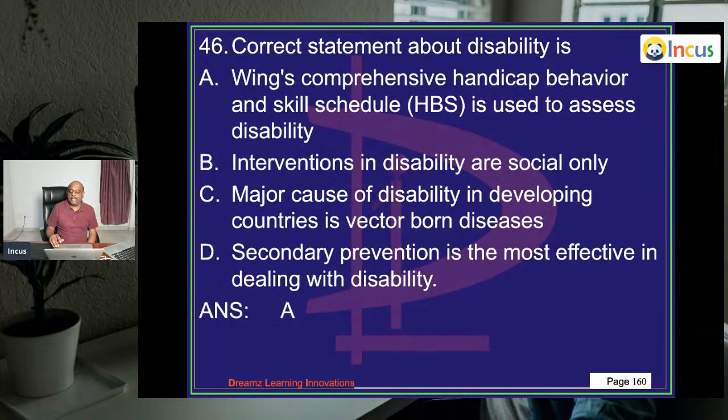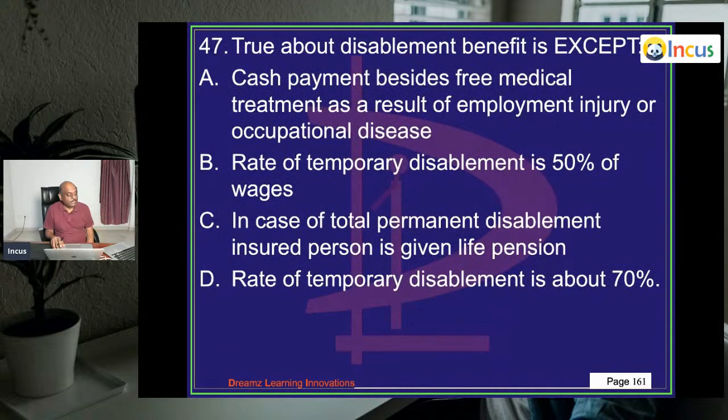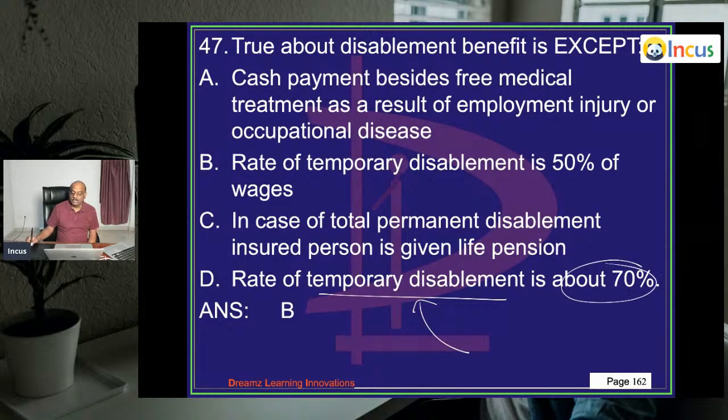With regard to disability, Wing's comprehensive handicap behavior and skill schedule is the one which is used to assess the disability. Disablement benefit: the rate of temporary disablement is about 70%. In case of total permanent disablement, the insured person is given a life pension.